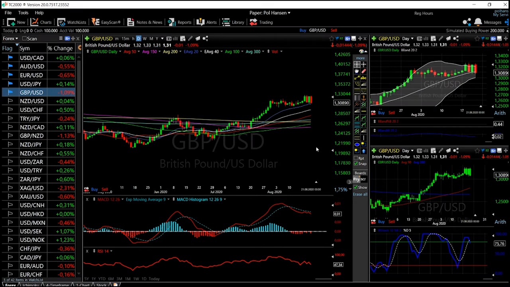Welcome back. We are here looking at the foreign exchange market, and we are going to look at these five currency pairs: the Great British Pound and US Dollar, the US Dollar and Yen, the Euro and the US Dollar, the Aussie Dollar and US Dollar, and the US Dollar and Canadian Dollar. And we'll start off by looking at the Great British Pound and the US Dollar.